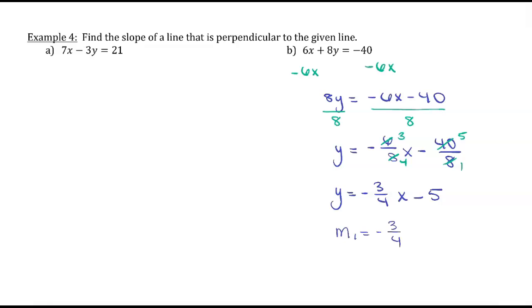We need the opposite reciprocal. m1 is negative, so necessarily m2 needs to be positive. m1 is 3/4, so m2 needs to be 4/3. The opposite reciprocal of -3/4 is positive 4/3. If you prefer, another way to go about this would be to use the equation m1 times m2 equals -1. Substituting what we know for m1, we could solve this equation for m2 and we would still get 4/3. Let's move on to example 5.